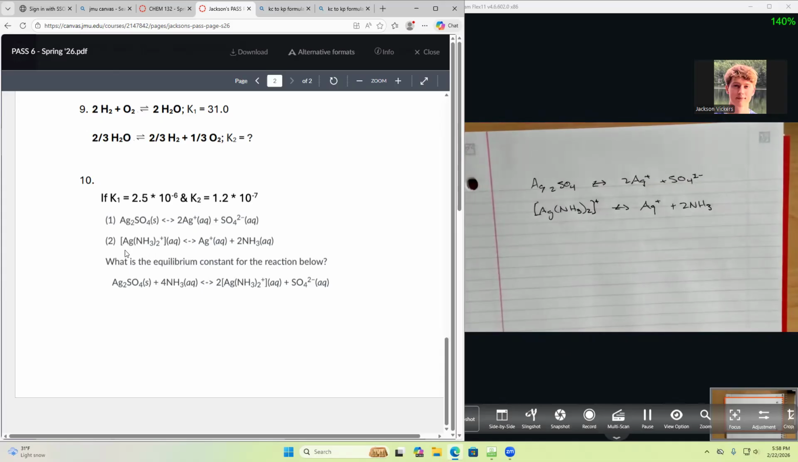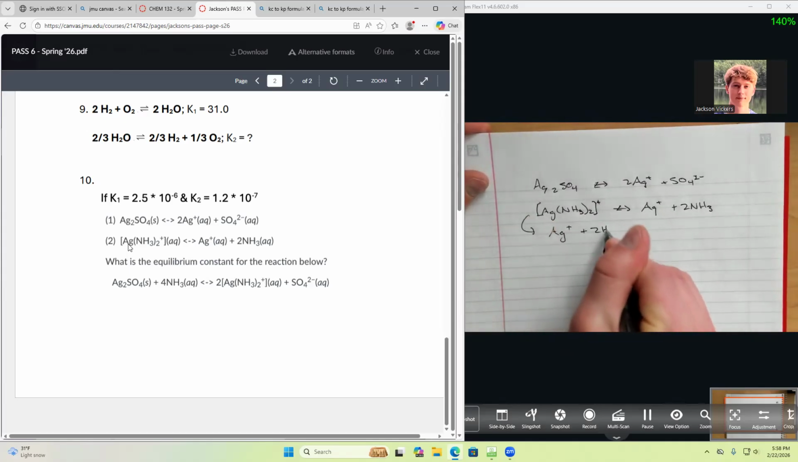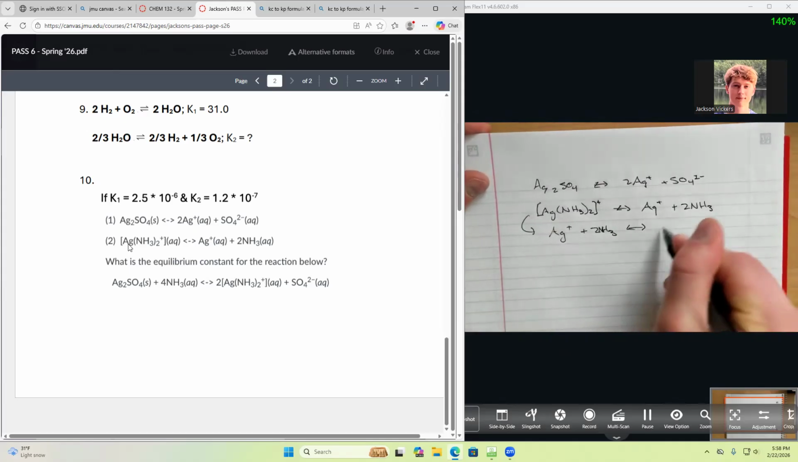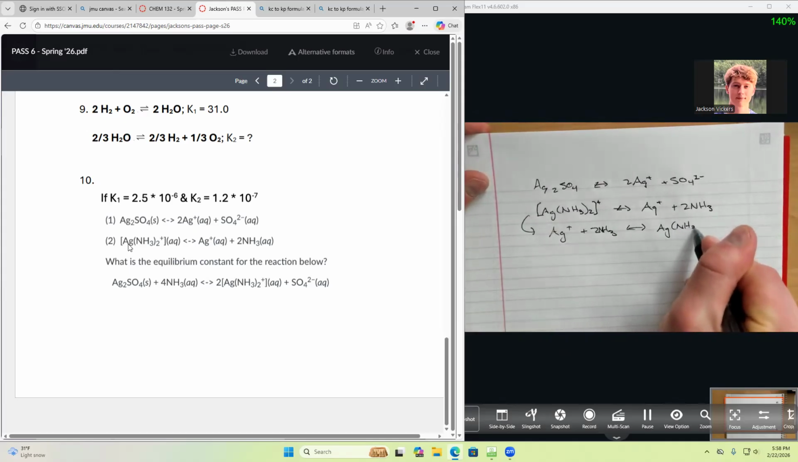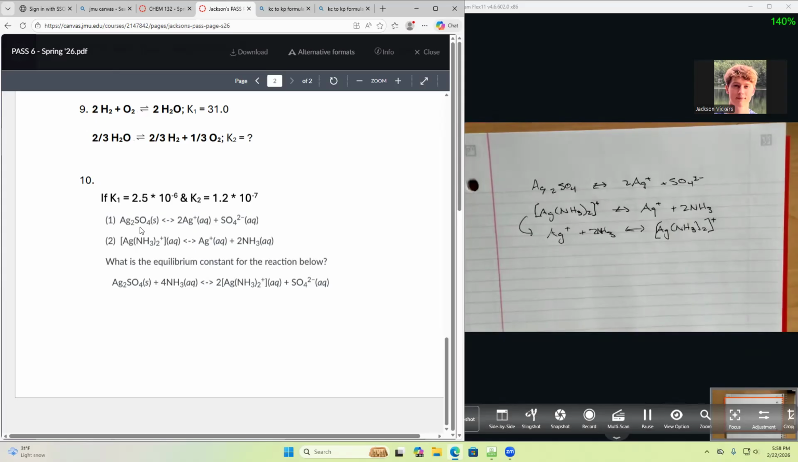So again, we said that this thing here is now a product. So that means we're going to have to flip it. So let's do that real quick. Because this big thing here is a reactant in this second equilibrium expression, and then in the new combined one, we see it as a product. This is the only place in the entire thing where I see this weird looking reactant, and now it's a product. That means I need to flip it to the other side.